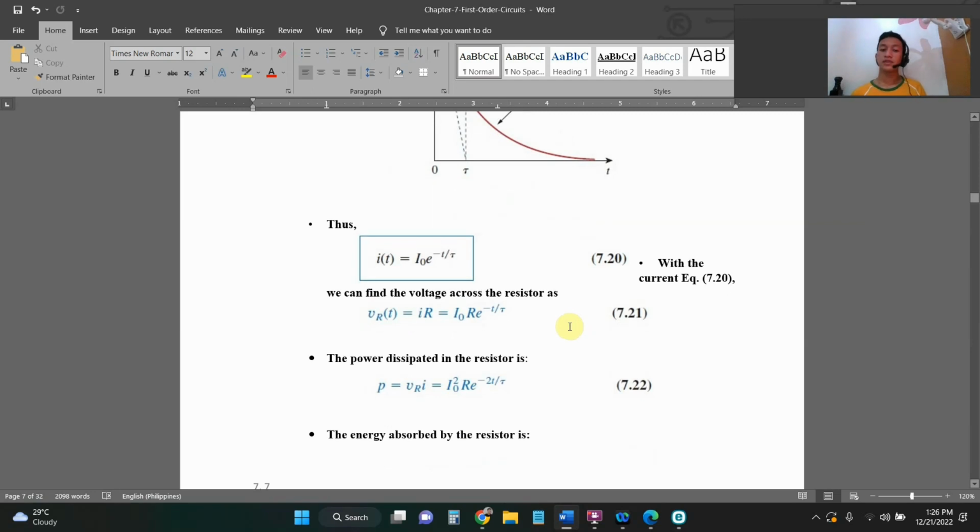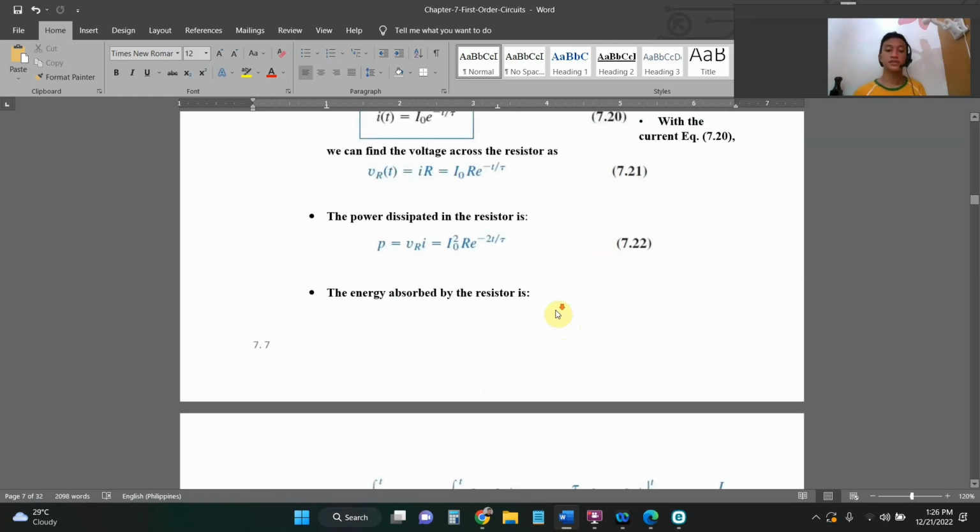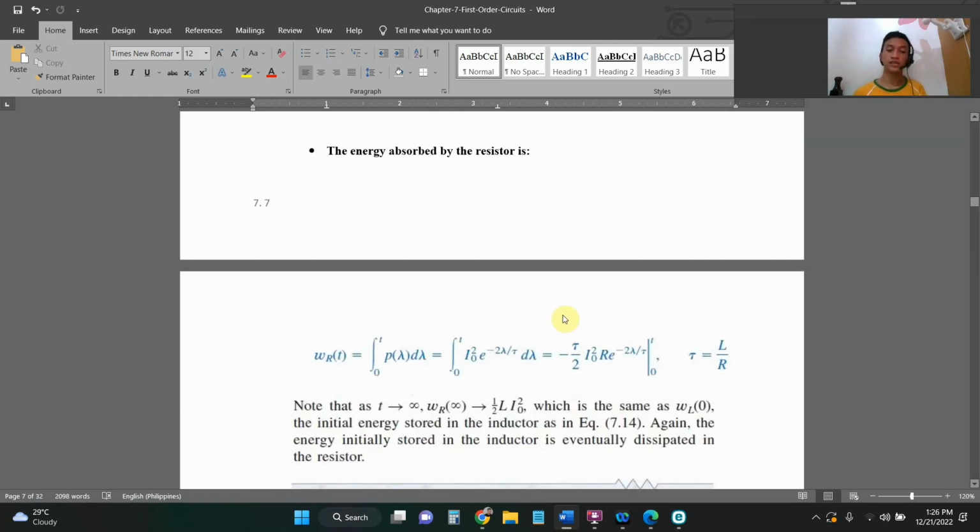So the power dissipated in the resistor is equal to p equals V sub R multiplied by I, which equals I squared R, or I sub O squared multiplied by R e raised to negative 2t divided by tau. So the energy absorbed by the resistor, we can get this formula.